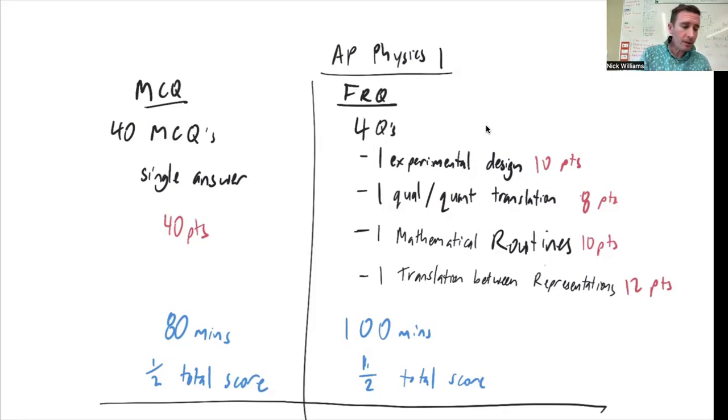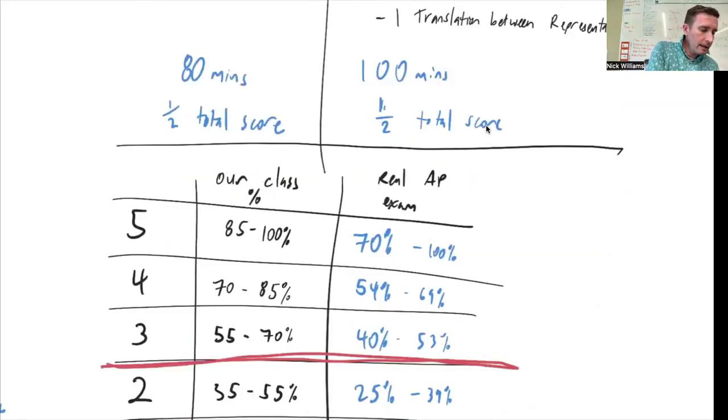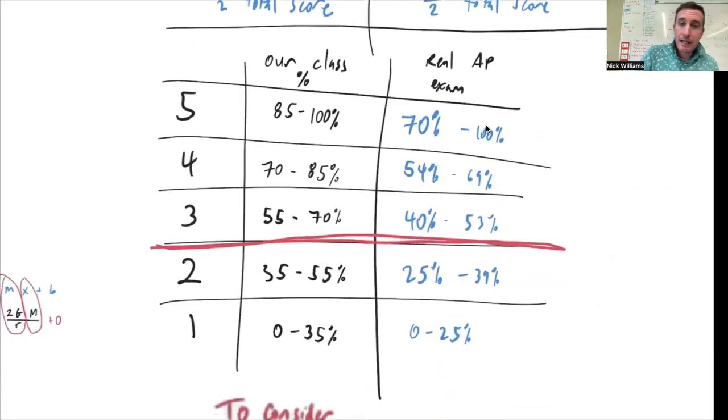Okay, so the good news is in our class, we have been scoring everything on the AP scale, and we have been setting a 5 at 85%, a 4 at 70%, a 3 at 55%, a 2 at 35%, etc.